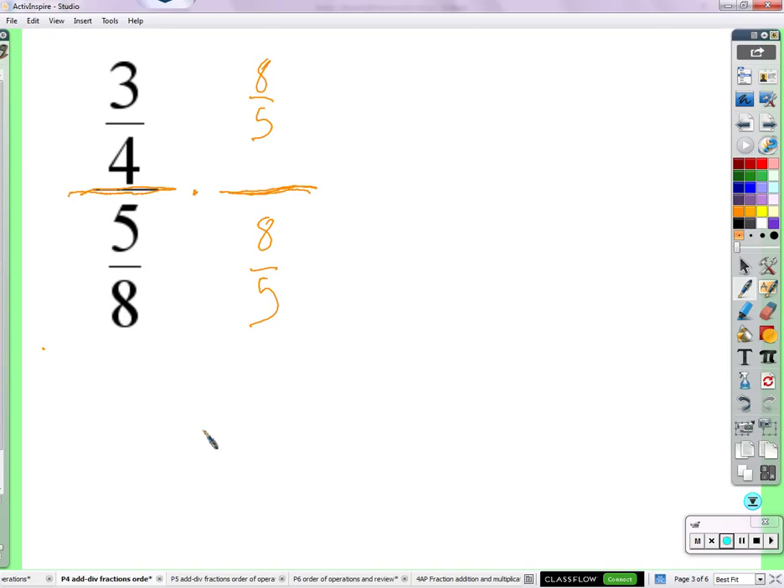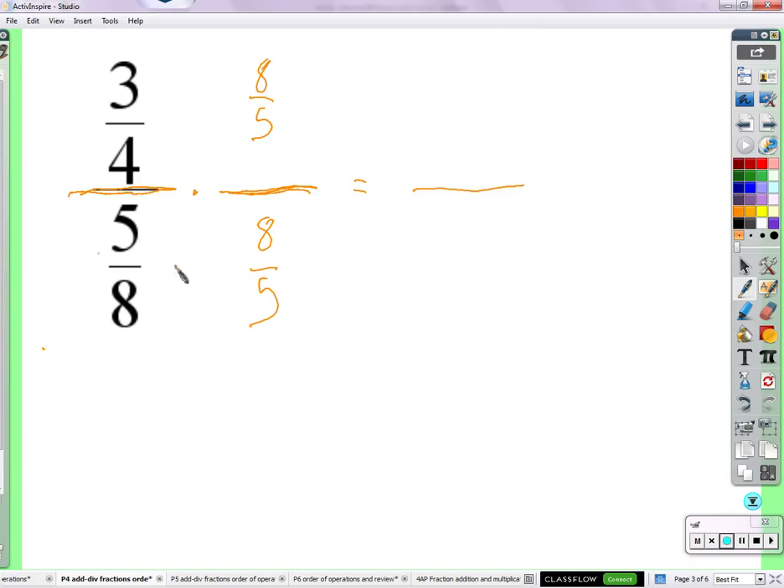All right. So I am multiplying this number by, what is this number? 8/5 over 8/5, which is a whole, 1. Okay. I multiply by 1, I'm not changing what it is. So whatever the answer is, it's equivalent to 3/4 divided by 5/8. I'm just multiplying by 1. Let's see what happens in the denominator.